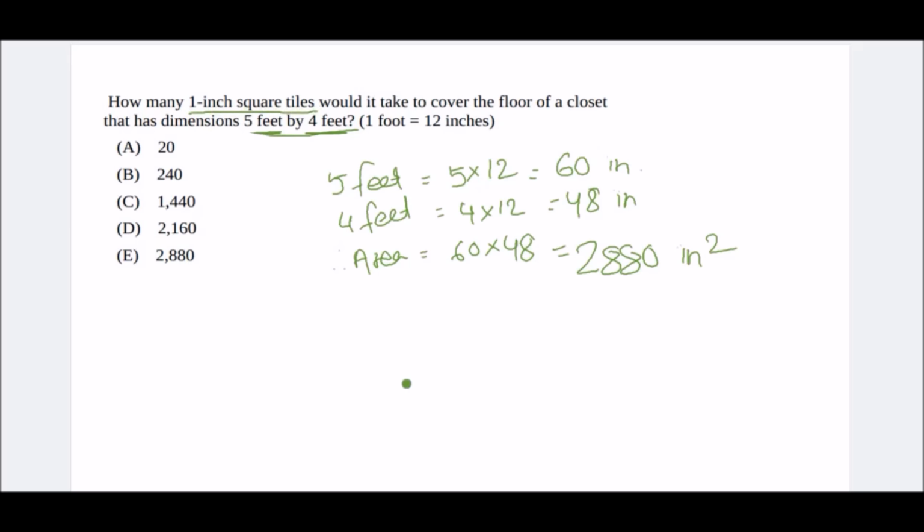So here in the question it tells that it is a 1-inch square tile. So to find out the number of tiles required, we have to divide by each tile's area. Each tile's area is 1 inch square. So the number of tiles becomes 2880. That is our answer, and the option is E. This is our answer choice.